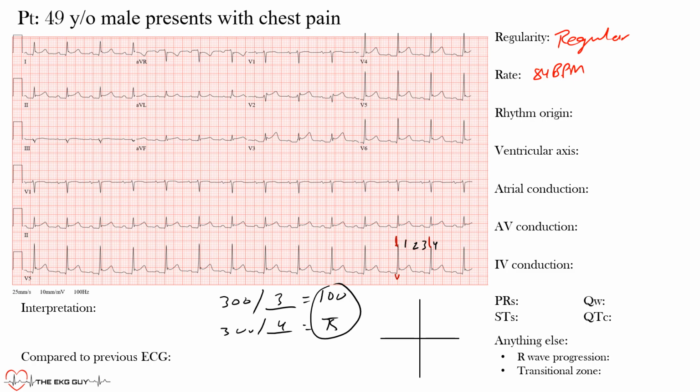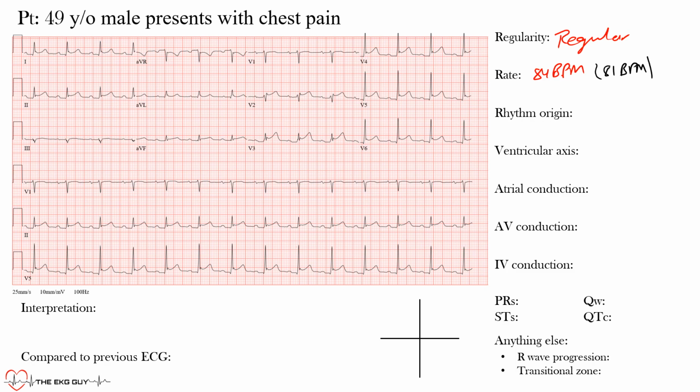Notice that it's closer to the 4, so closer to this number, as we saw when we got the 84 beats per minute. The actual rate from the machine was 81. So as you can see, these are very close estimates. Those are how you find it. The second way we just showed is how we can find it when we have a regular rhythm. That first way you can use for both regular and irregular rhythms.